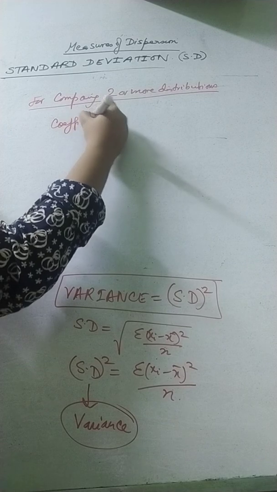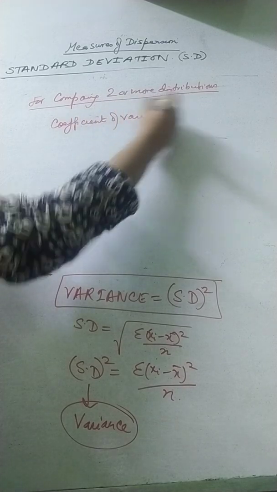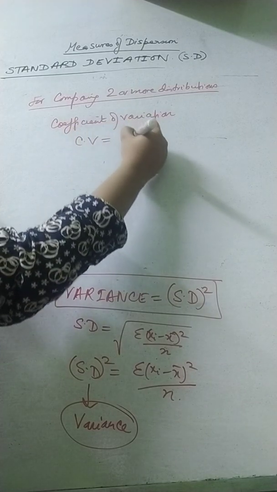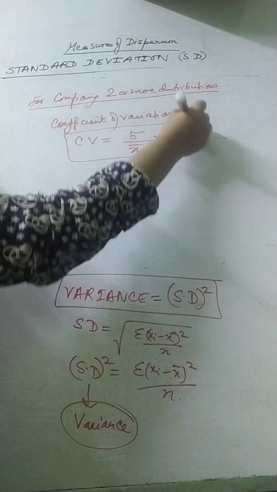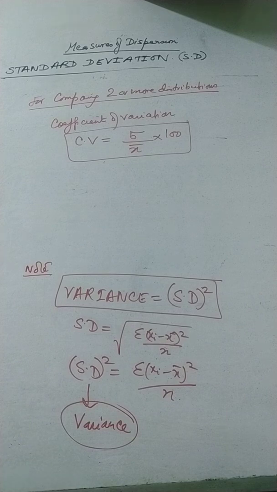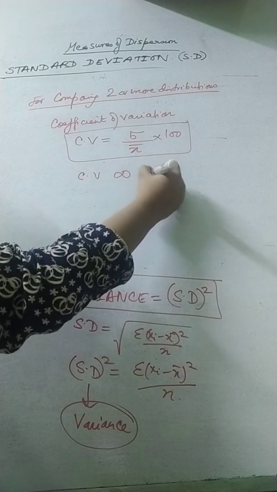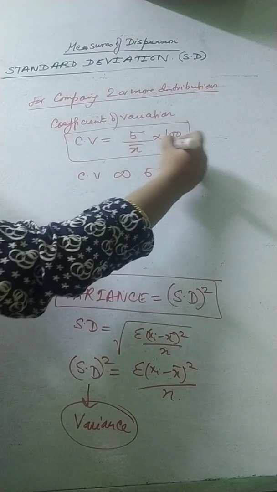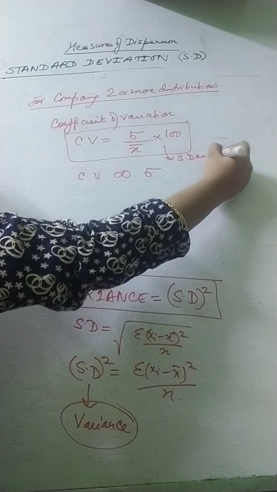Coefficient of variation, which is also written in short as CV, is equal to sigma by x bar into 100. How we apply this, we will see when we do the numericals. But this is a very important measure, so that if you notice, CV is actually directly proportional to the standard deviation. That means, this is basically what? SD is a percentage of the mean, isn't it? Standard deviation is expressed as percentage of mean.